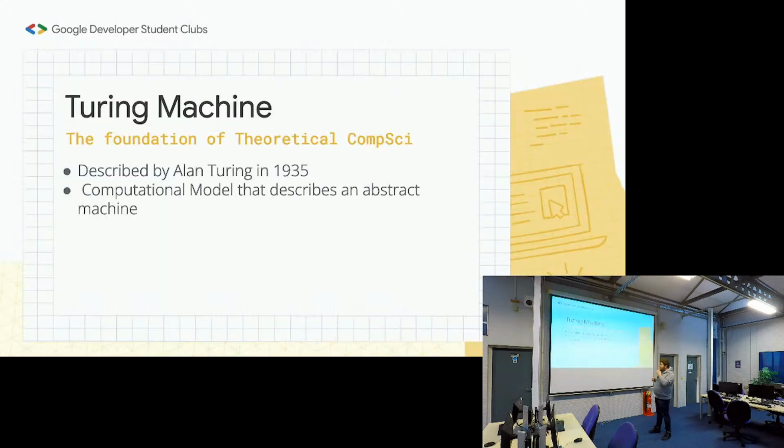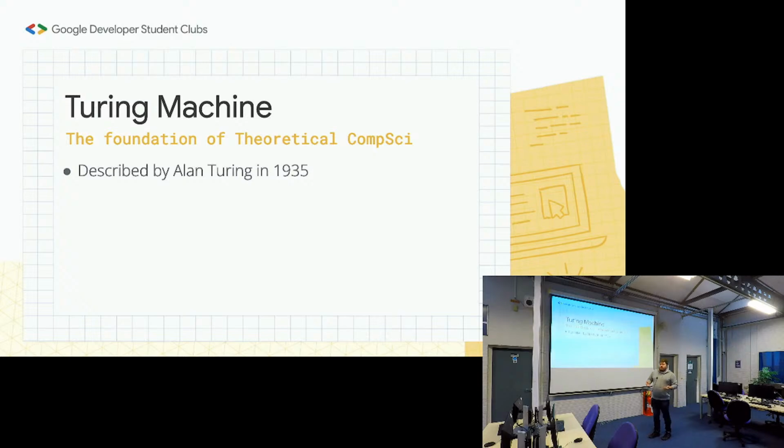Next slide, please. So the very foundations of theoretical computer science, and this is what artificial intelligence is all built on, came about roughly in the 1930s. And it was described by Alan Turing, who was a British cryptographer and computer scientist, and worked out of Bletchley Park. It's near Milton Keynes. If you've been there, it's a very, very cool museum. I would highly recommend you go there. Next slide, please.